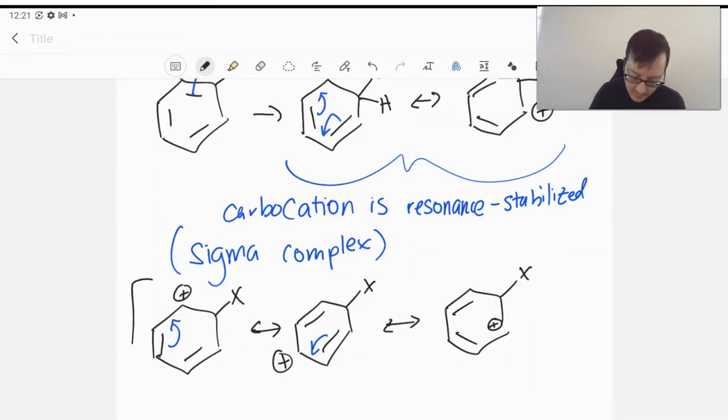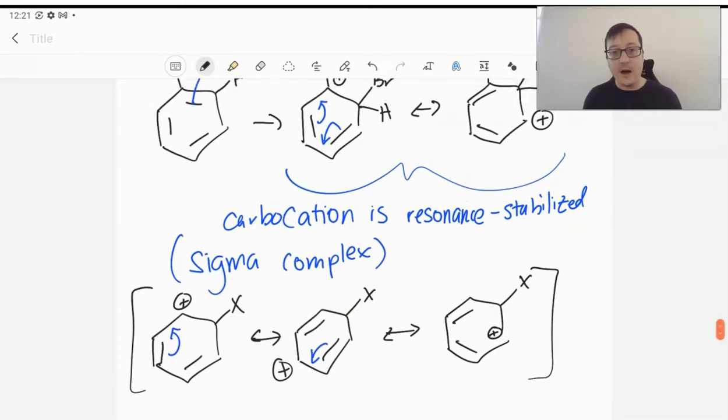And so this is called the sigma complex. You might see it just called an arenium ion as well, because remember, aryl stands for benzene, right? And so this is an arenium ion. It's just called a sigma complex, and it's stabilized by resonance. So this is showing us why we're able to do this, because yes, we are generating that cation, we are removing the aromaticity, but we're able to stabilize that cation.